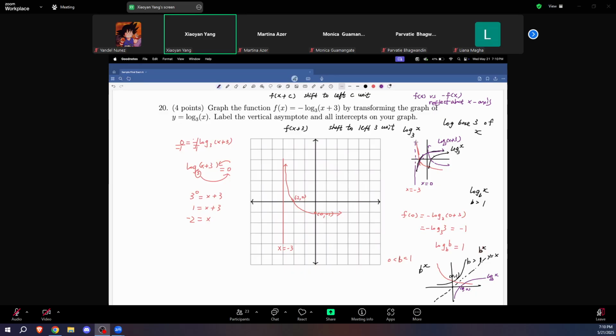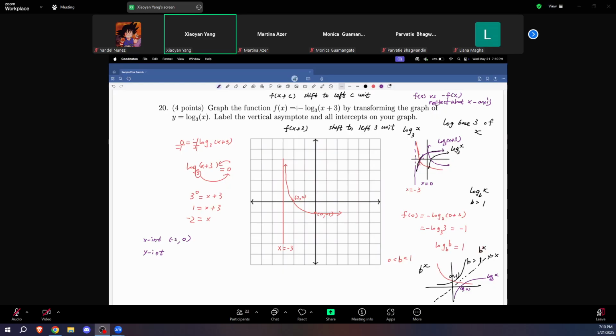Right now I need to find the intercept. How to find the intercept? The intercept is either the x-intercept or the y-intercept. You can start from this point, which is very clear. What about this point here? This is 1, 0. Shift to the left: 1 minus 3 equals negative 2. So this is negative 2 comma 0. That's fine. So you have the x-intercept, negative 2 comma 0.